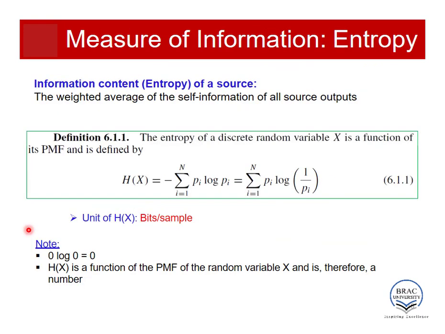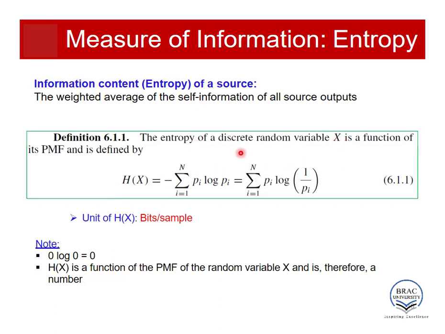We can measure information in terms of entropy. So what is the definition of entropy? Here is a mathematical definition given here. The entropy of a discrete random variable x is a function of its PMF and is defined by H(x). This is the formula for determining H(x). Now let me explain what x and H(x) is.